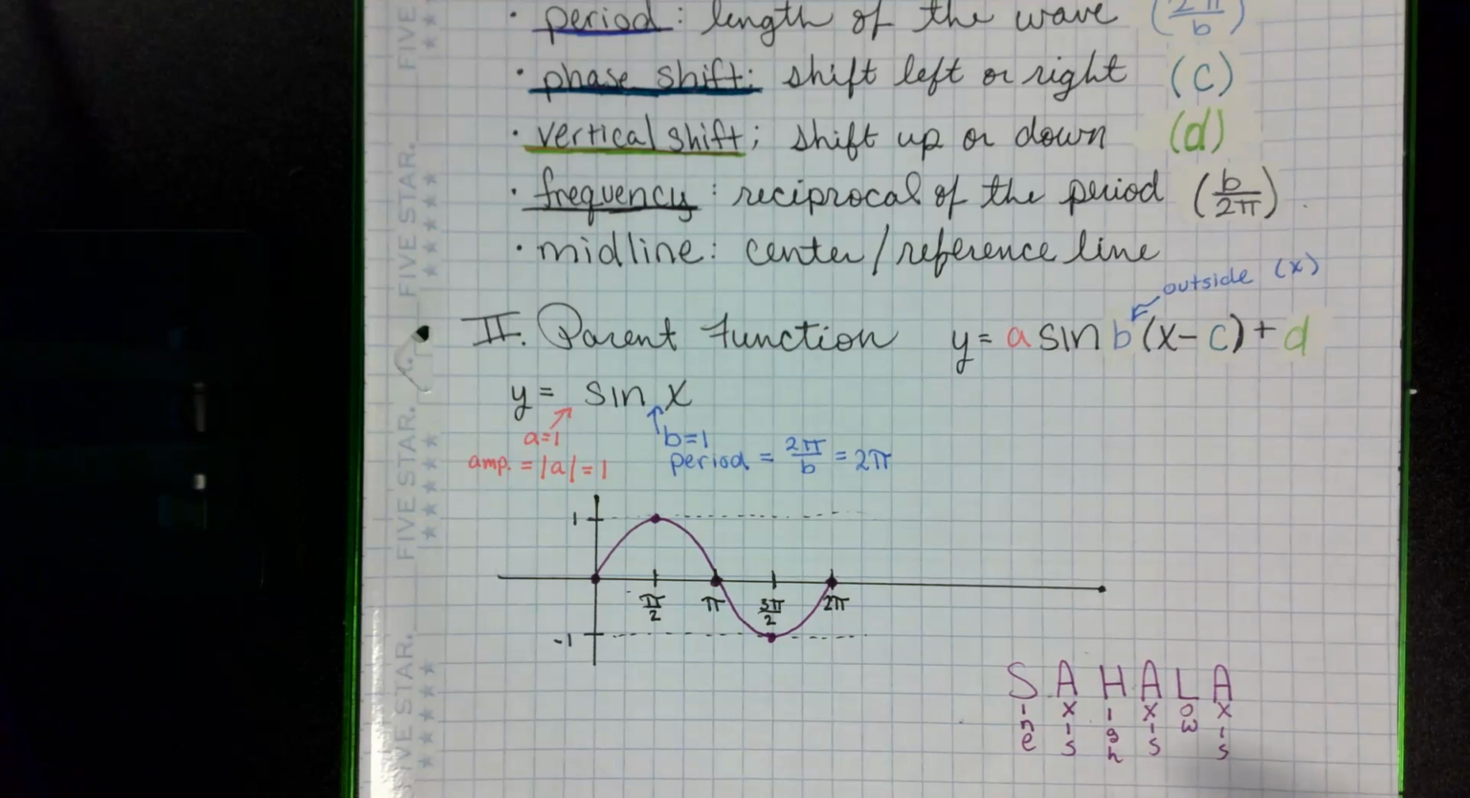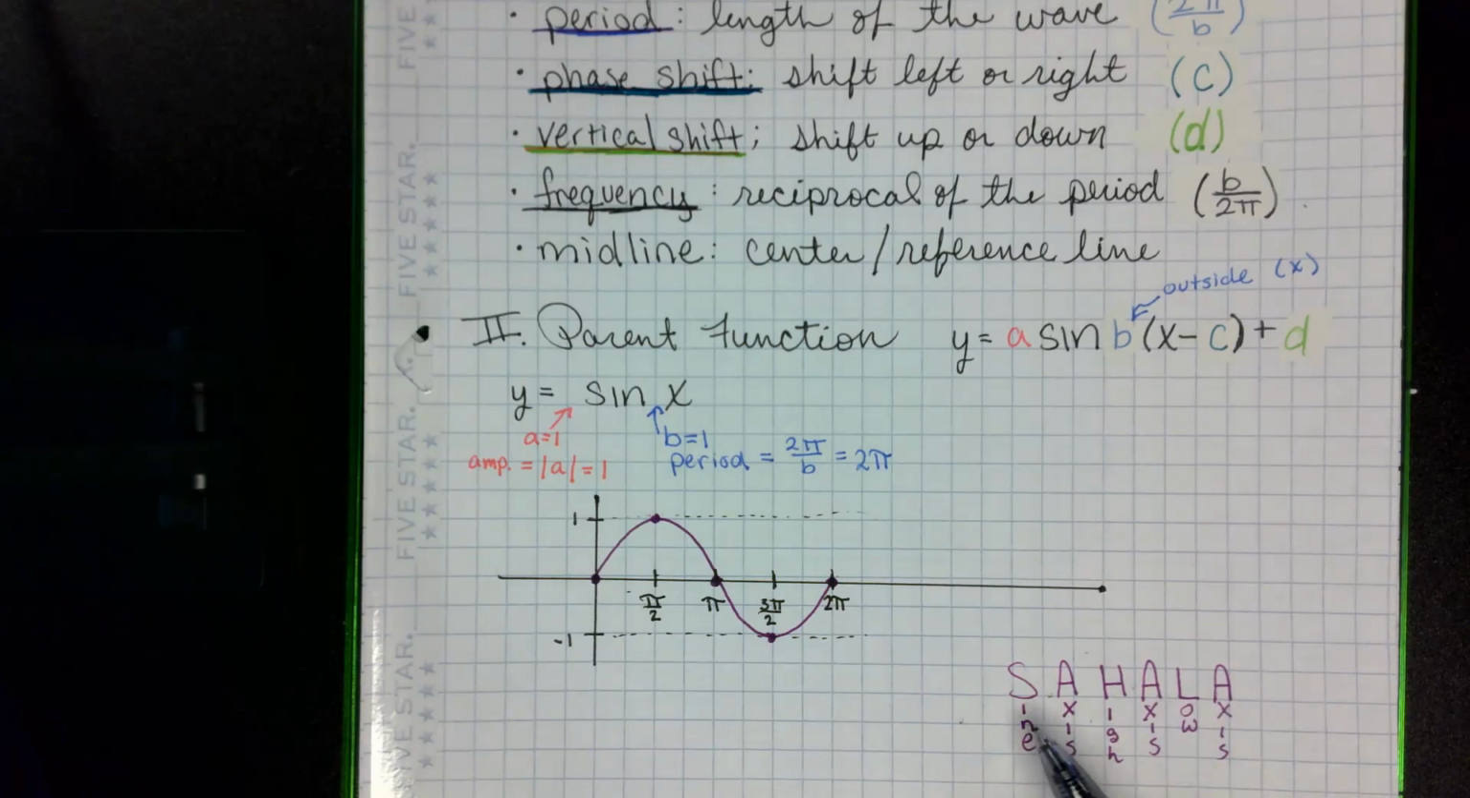The way I remember the graph of sine is Sahala. So right here I have S-A-H-A-L-A, Sahala. The S is for sine. I have a different one for cosine. We'll talk about that tomorrow. So sine is axis, high, axis, low, axis. That tells me where to plot my points.